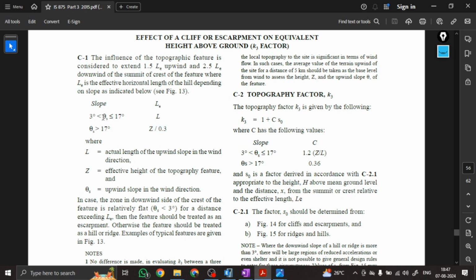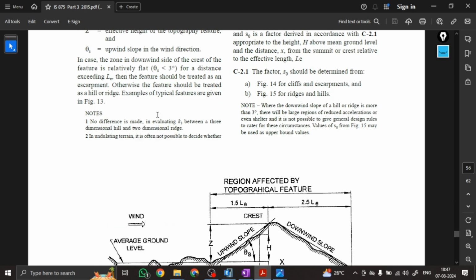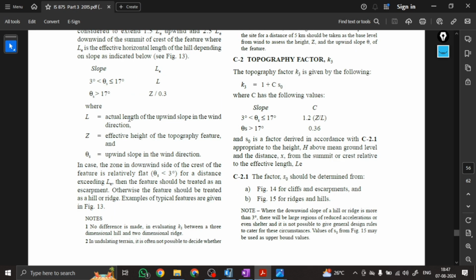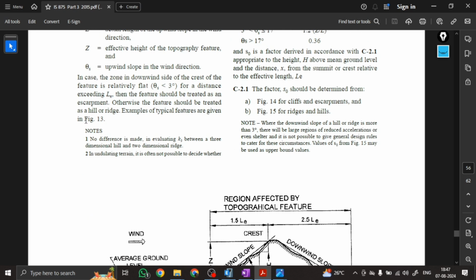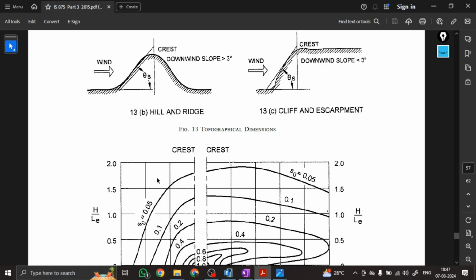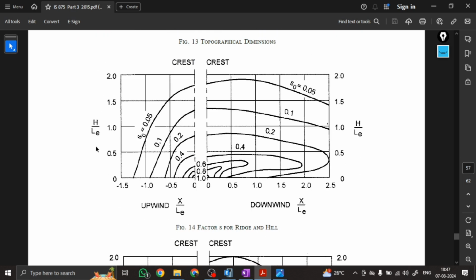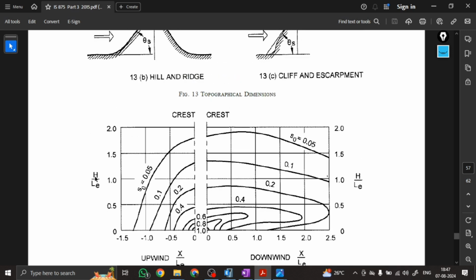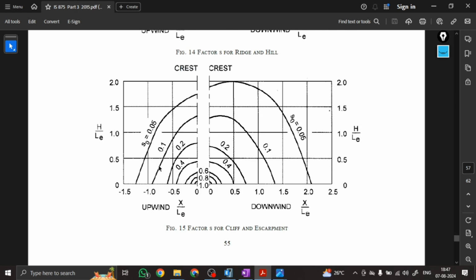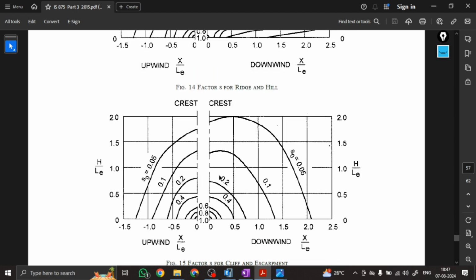If theta S is greater than 3 degree and less than or equal to 17 degree, then L is equal to LE. If more than 17 degree, then Z divided by 0.3 is our LE value. Okay, and here h by LE, here x by LE, and here h by LE. You have to take the S0 value if it is crest. If it is cliff and escarpment, you have to use this one.